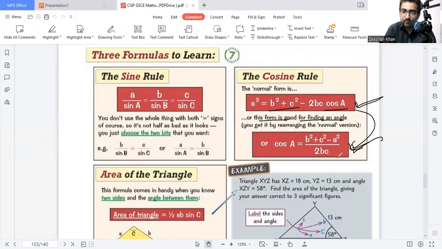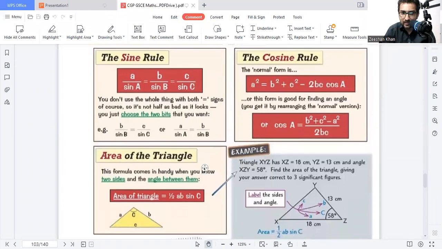Now, if the question asks you to find the angle, obviously you will go for this equation. And if it is asking for the side, then go for that equation.